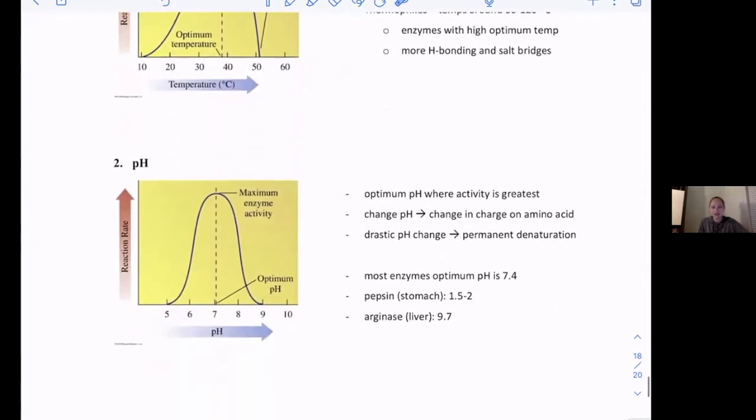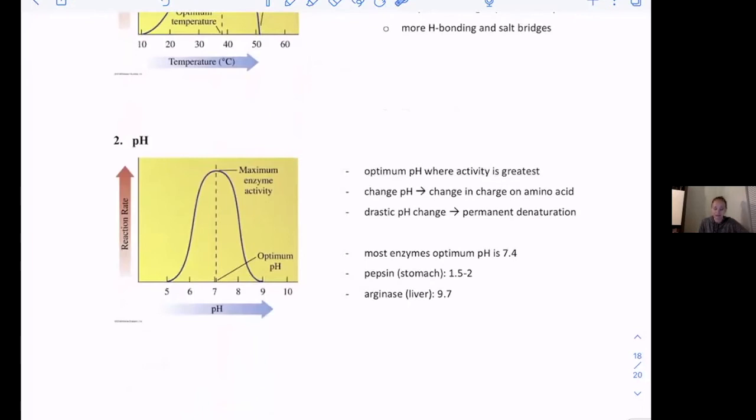And then additionally, pH, so how acidic or basic the solution is. Again, let's orient ourselves to this graph. We have pH on the bottom, so we have more acidic on this side with a low pH, and basic on the right side, the higher pH. And then again, the y-axis is reaction rate. There's an optimum pH for every enzyme where the activity is greatest. So that's what our first bullet point says. There's an optimum point at the very top where there's the most activity from this enzyme.